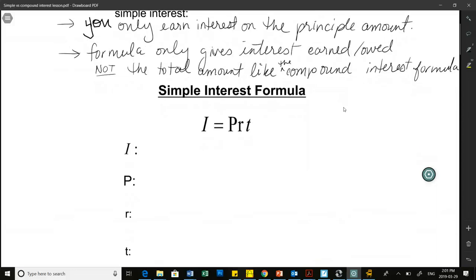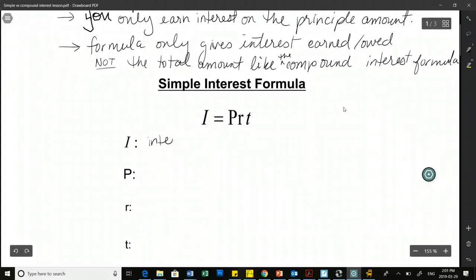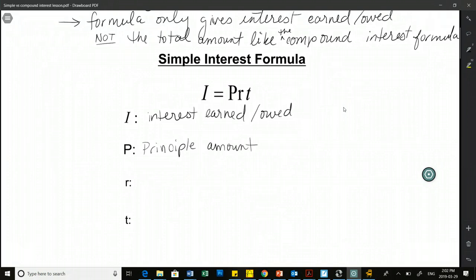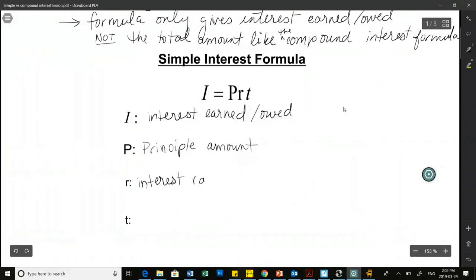That's the idea. Okay, so I is interest earned or owed, depending on the scenario. P is still the principal amount, so the initial investment or the loan or whatever. R is kind of like our i in the compound interest formula. It's interest rate as a decimal. I think the question you did last night introduced you to this, but we'll make sure we have it in our notes formally. And T is time in years. Always. So if you get months, you need to switch it to years.